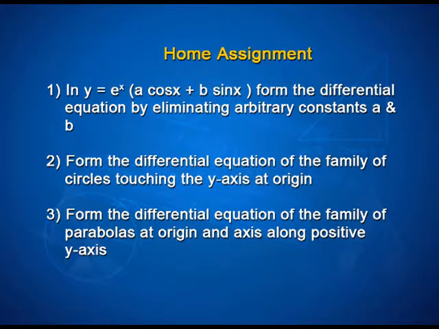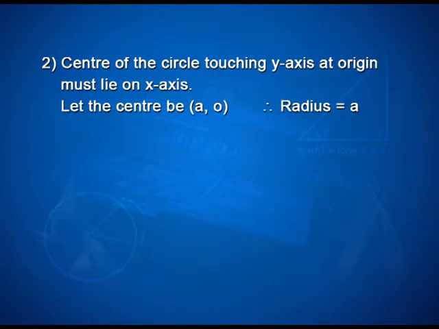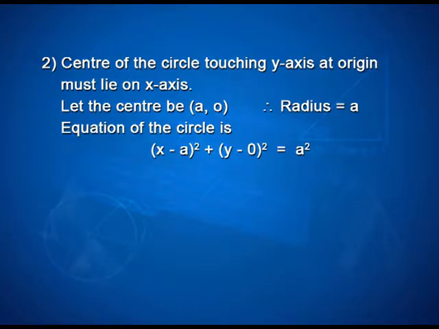Solution to the second problem. The center of the circle touching the y axis at the origin must lie on the x axis. Let the center be (a, 0), therefore the radius is equal to a. The equation of the circle is (x minus a) whole square plus (y minus 0) whole square is equal to a square. This implies x square minus 2ax plus y square is equal to 0. Take this as equation number 1.